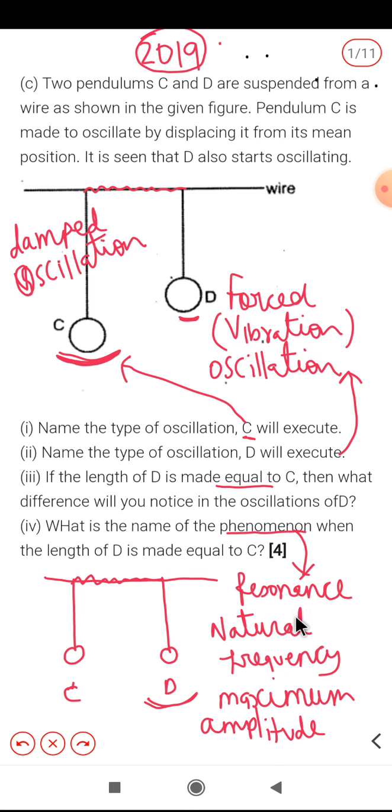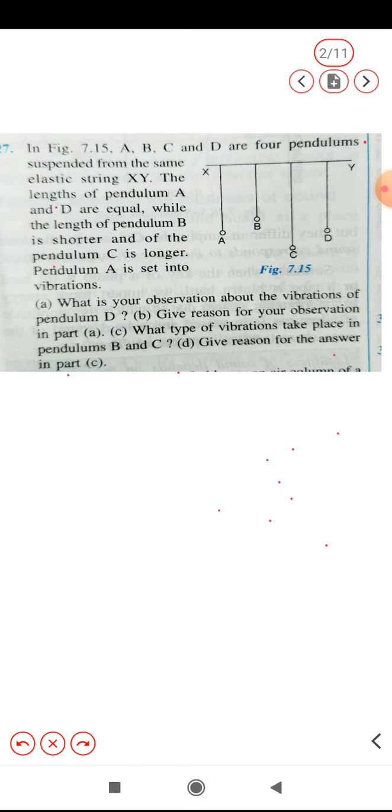These types of questions they ask in the exam, basic concept based. Basically there are four types of vibration: free vibration, forced vibration, damped vibration and resonance vibration or oscillation. So, you need to remember all these types of vibration.